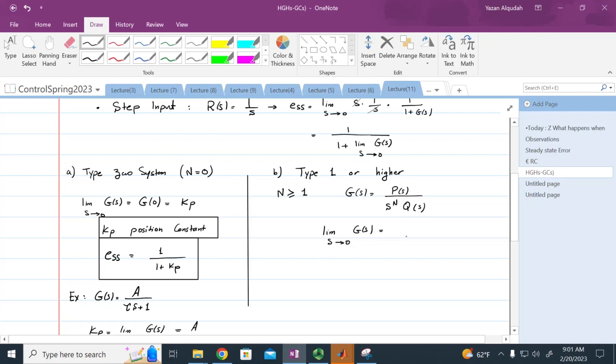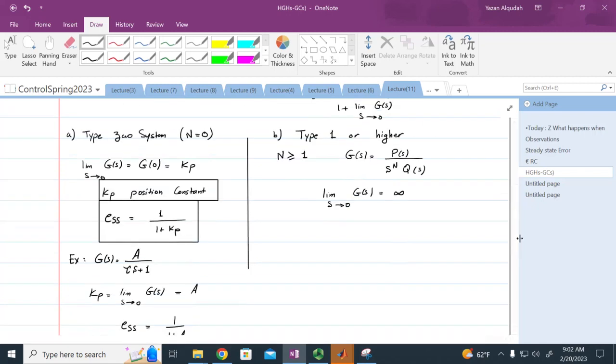P of 0 is going to equal a constant. Q of 0 is going to equal a constant. A constant over 0, what is it going to be? Infinity. I feel students are hesitant to say infinity. It's like they don't use it unless they're pushed to the limit. It's going to be equal to infinity. And therefore, the steady state error is going to equal 1 over 1 plus the limit as S goes to 0 of G of S, which is going to equal 1 over 1 plus infinity, which is going to equal 0.